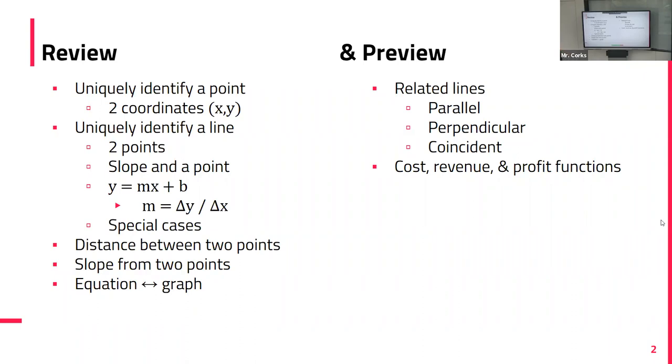We had those special cases of perfectly horizontal or perfectly vertical lines where it just looks like y equals something or x equals something without the other variable. We talked about distance between 2 points. We'll use that again today. Lots of stuff about slopes and graphing lines as well. So parallel, perpendicular, coincidence, those are a big part of what we'll be working on today.